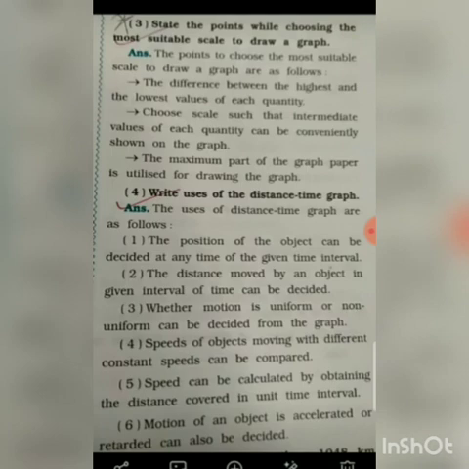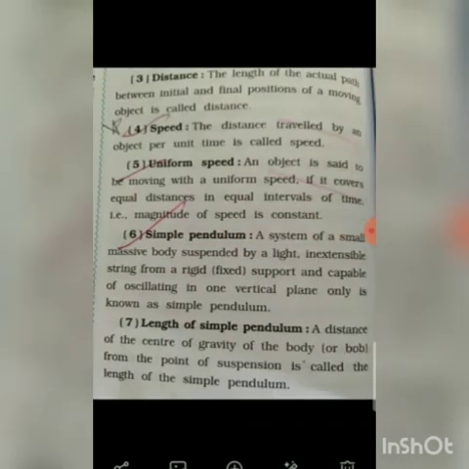Students, these are the question answers that you are going to write down in your notebook, and these are the definitions that you are going to write down in your notebook.